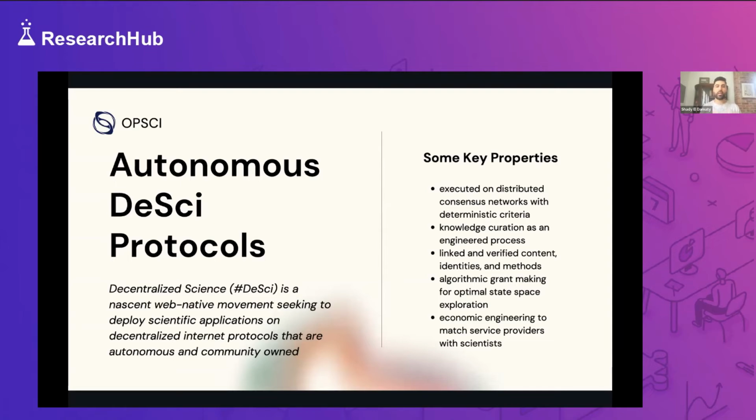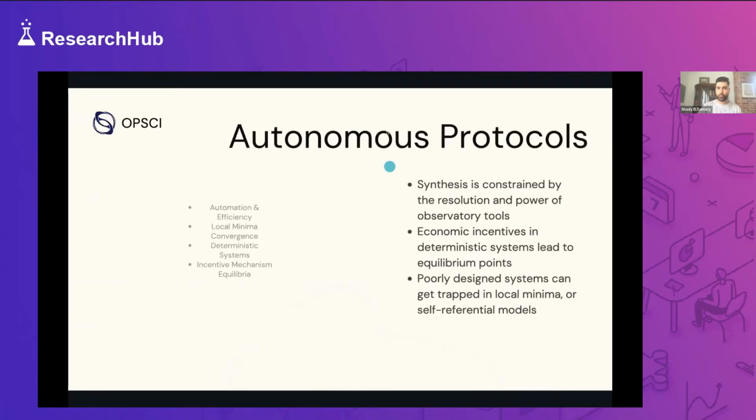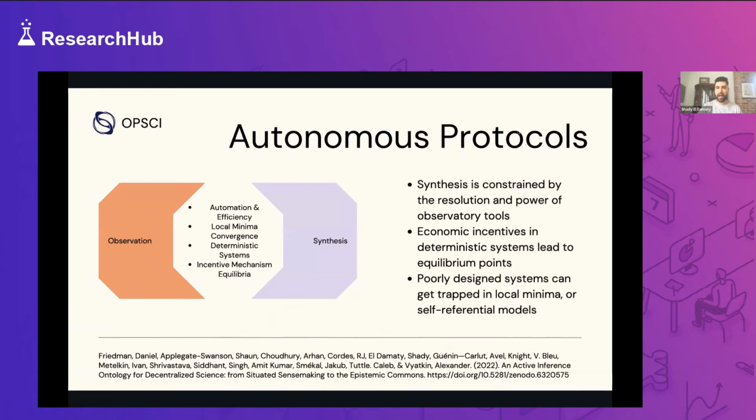And a big part of this is economic engineering, right? Where you perhaps match decentralized service providers, everything from peer review, curation, contract research organizations to run your PCRs with scientists that are interacting in this web native community. So if we take a step back and think about this, there's an early primitive DeSci process, right, where you are linking observation with synthesis and perturbation as part of this convergence towards an explanatory model.